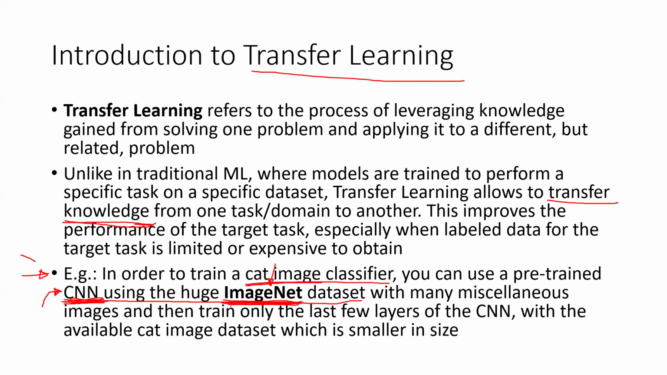Right? So when you are training the cat image classifier on top of an already trained CNN, it is much higher in accuracy than a cat image classifier that is developed from scratch, right? So that is another advantage of transfer learning, right?